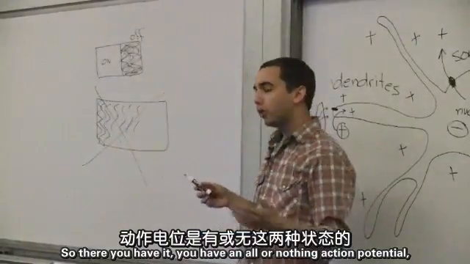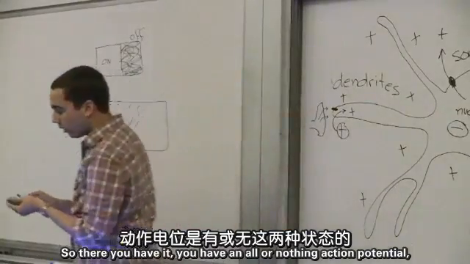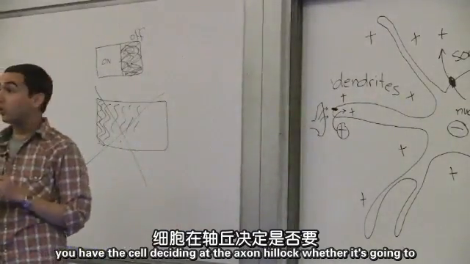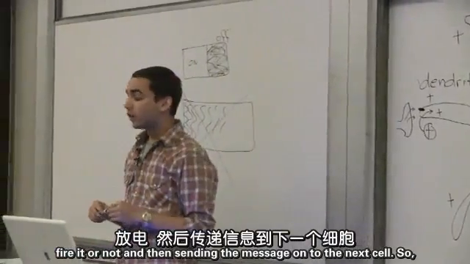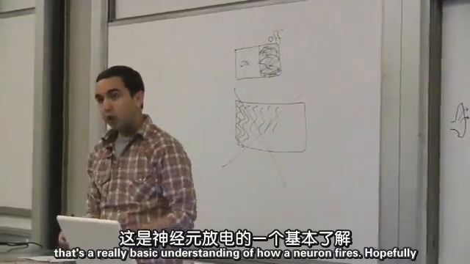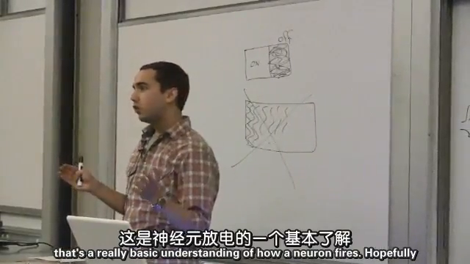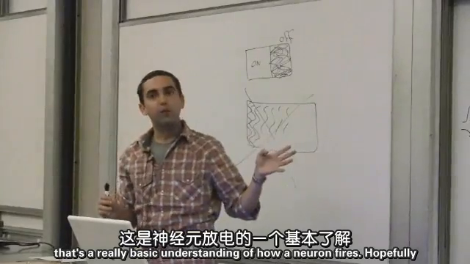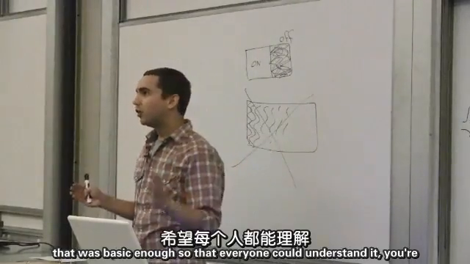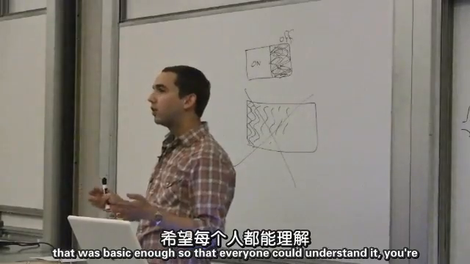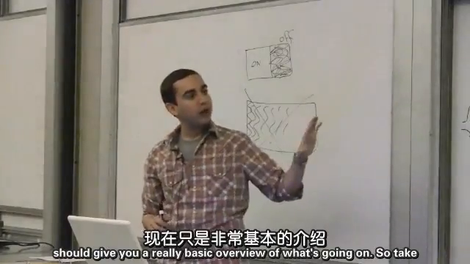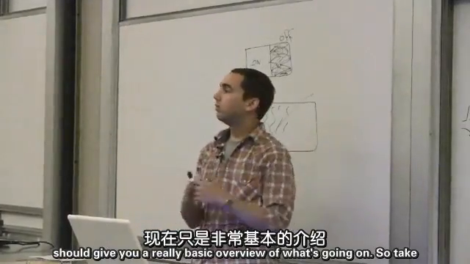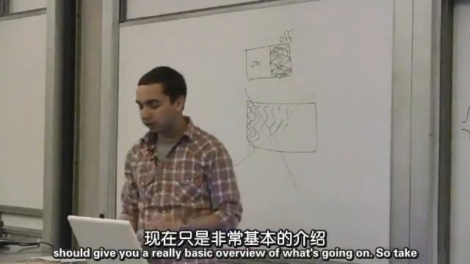So there you have it. You have an all or nothing action potential. You have the cell deciding at the axon hillock whether it's going to fire or not, and then sending the message on to the next cell. So that's a really basic understanding of how a neuron fires. Hopefully that was basic enough that everybody could understand it. You're going to hear more about it later in other lectures, but for now that should give you a really basic overview of what's going on.